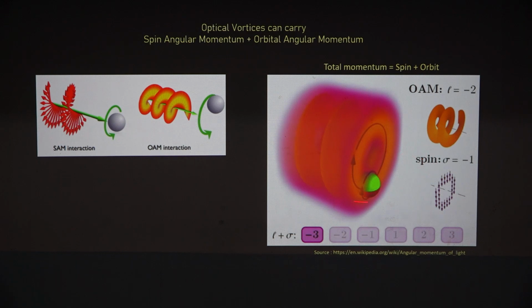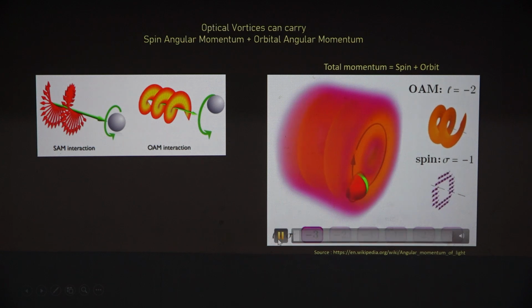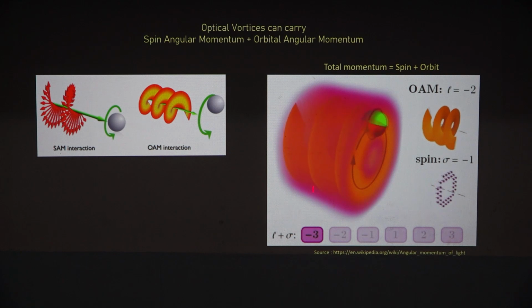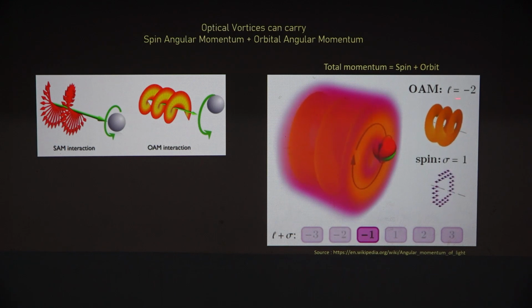What I'm going to show you is an animation where you can switch on the OAM and the spin, and combine them to carry something called total angular momentum. So you can now have an orbital motion and a spin around this particular axis. Just pay attention to this l plus sigma, this particular number, which is giving you the total. So now you are looking at minus 3. It is just going around. The spin is 0 in minus 2. Whereas in minus 1, there is the spin which is rotating the particle on its axis, but also revolving.